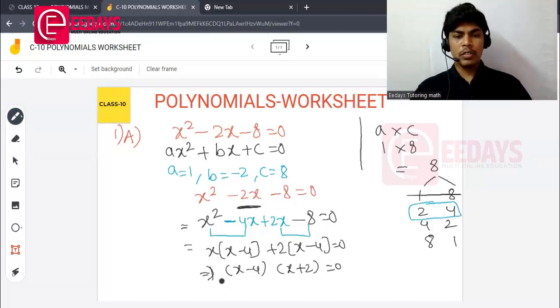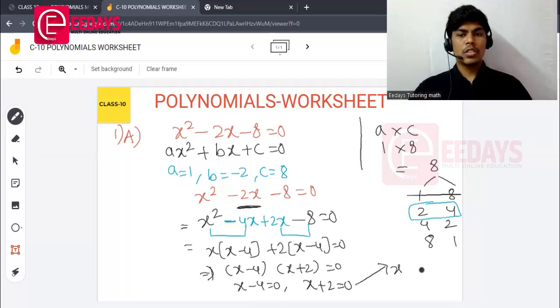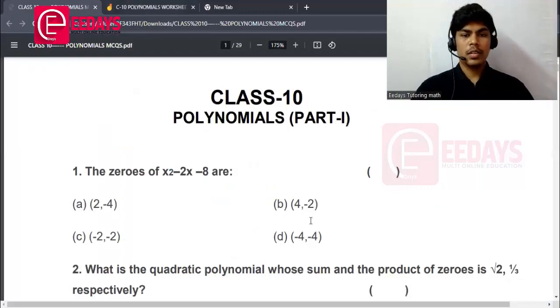If you equate to 0, x minus 4 is equal to 0 and x plus 2 is equal to 0. I'm writing the rest of it here. X minus 4 is equal to 0, so we are getting x is equal to 4. X plus 2 is equal to 0, so we are getting x is equal to minus 2. Okay, so finally, x is equal to 4 and minus 2. The roots are 4 and minus 2. So option A is the correct answer.